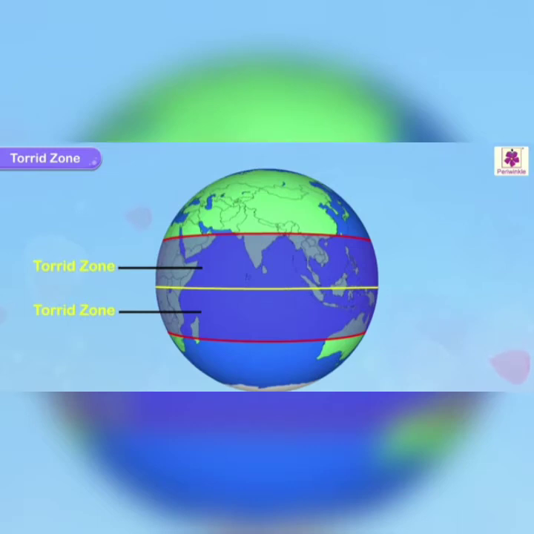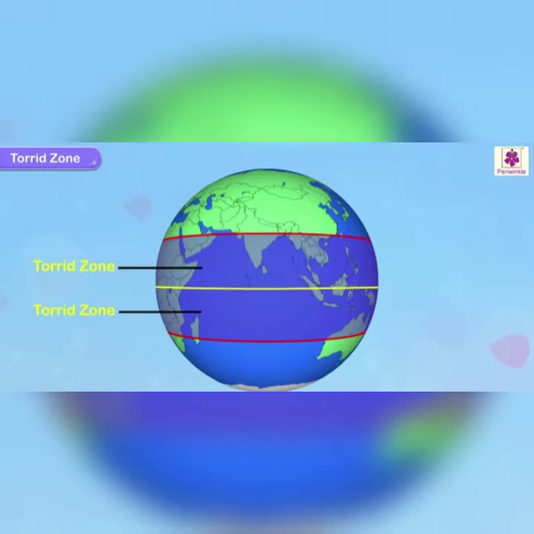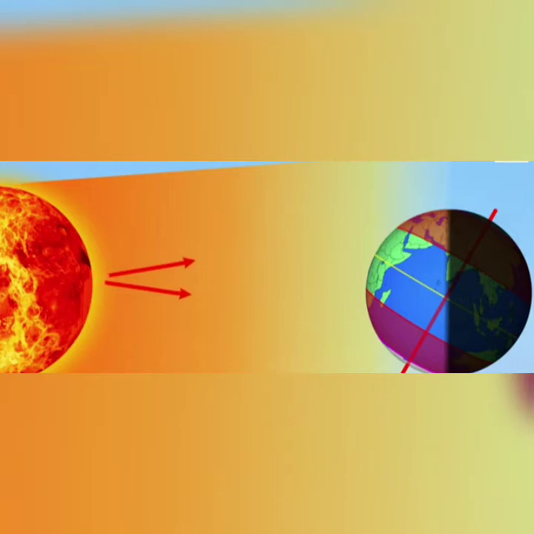Torrid zone. It lies on both sides of the equator and extends between the Tropic of Cancer in the north and the Tropic of Capricorn in the south. It is also called the tropical zone. In this zone, the climate is hot and humid. Do you know why the climate is hot here? Because the sun remains almost directly overhead here.